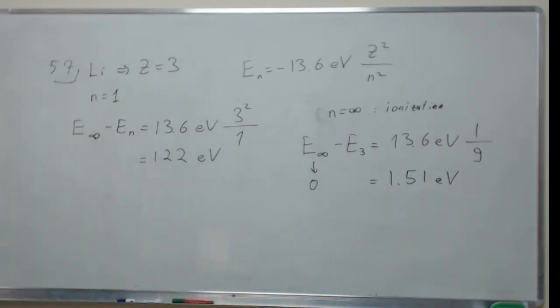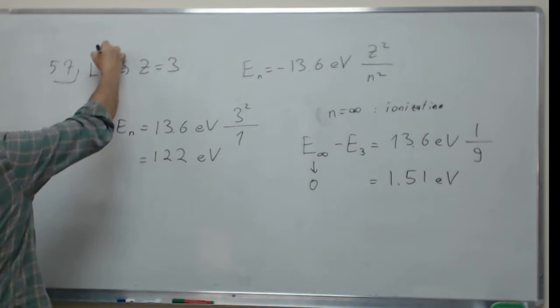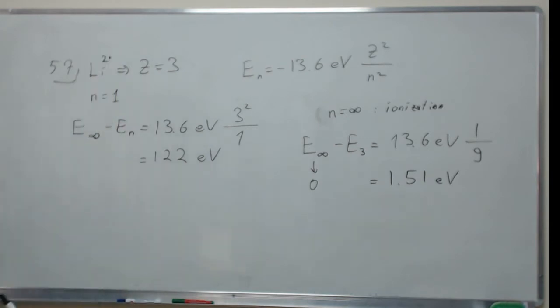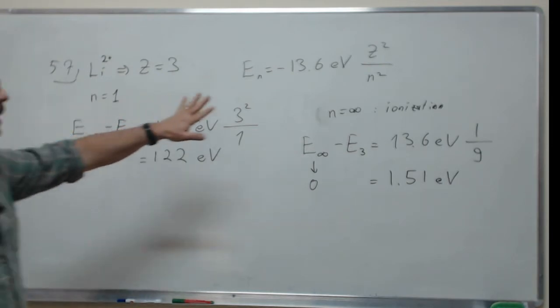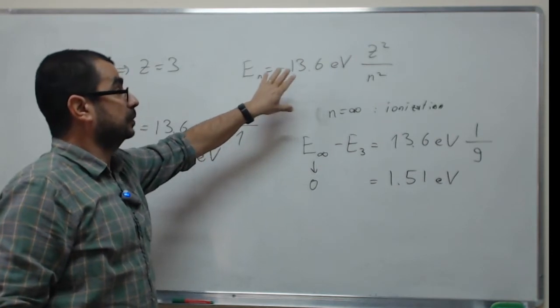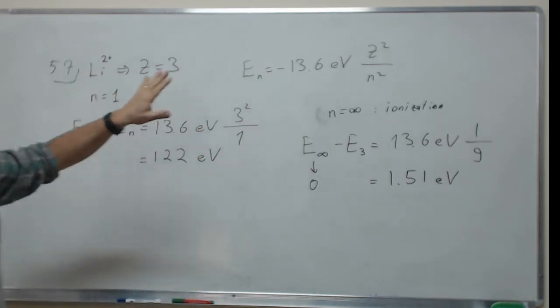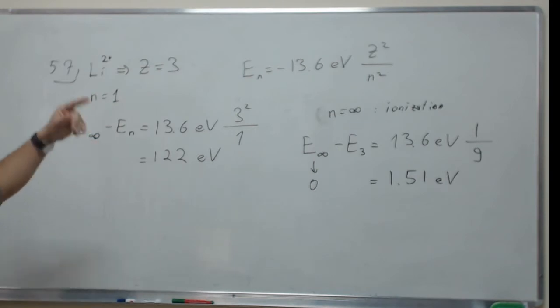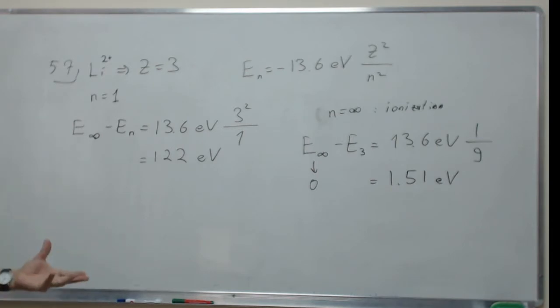So for lithium 2+, there is a single electron. This formula is applicable to atoms with a single electron. We call those hydrogen-like atoms. For helium, you need to ionize it once. For lithium, you need to ionize it twice. For something that has like 80 protons, you need to ionize it 79 times. So just one electron is going to remain.